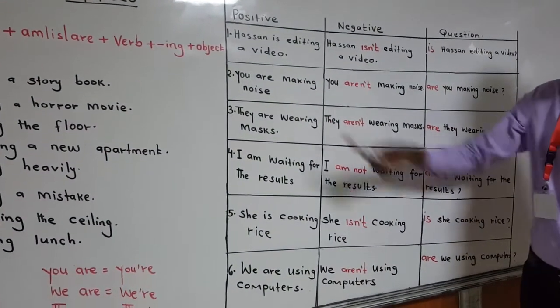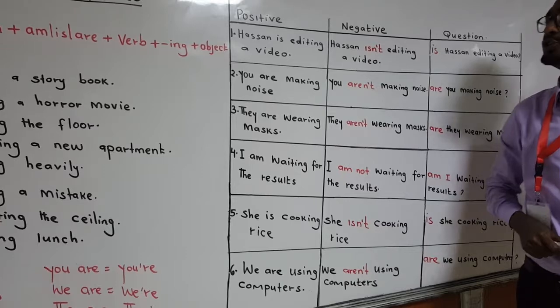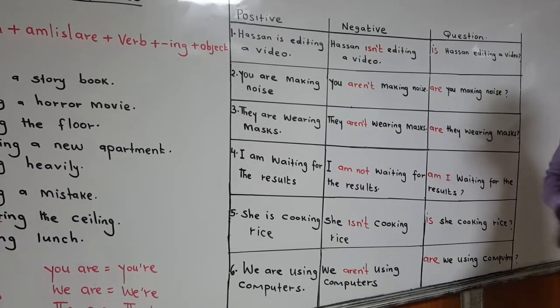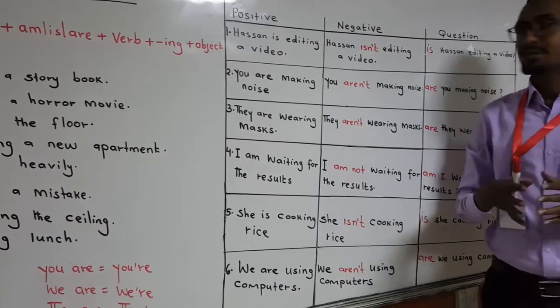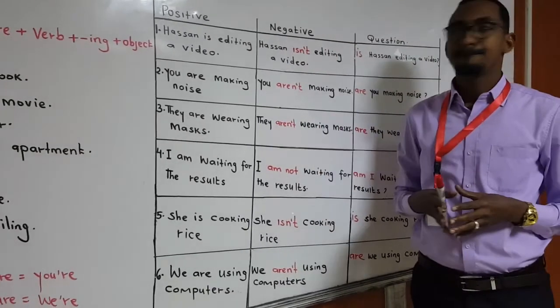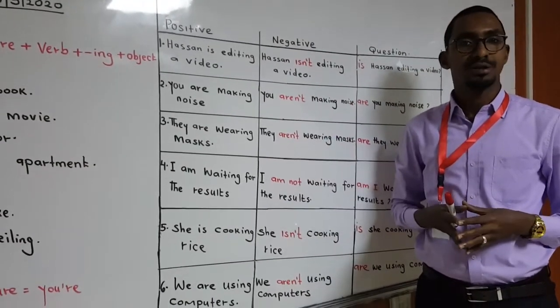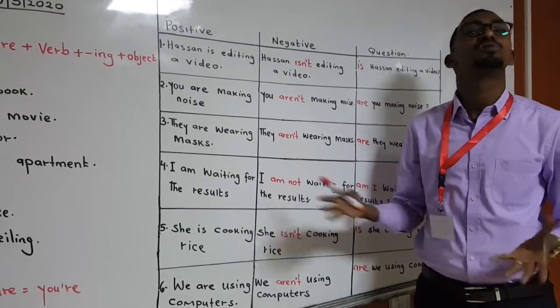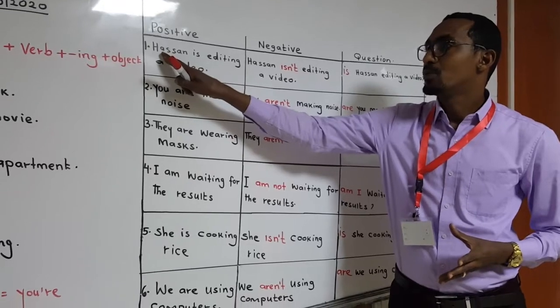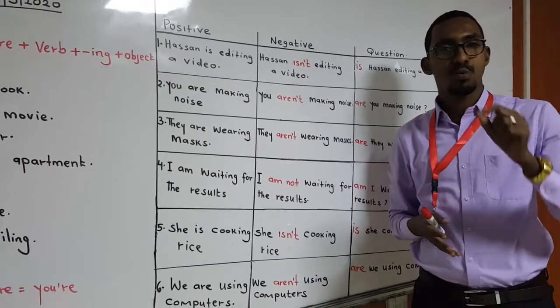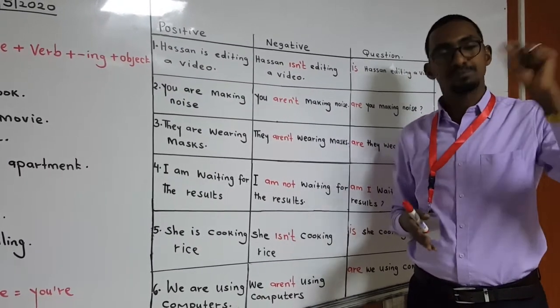And we have the present continuous positive. This time round, we are going to mix the name and the subject pronoun. We can use a noun or we can use the subject pronoun. In this case, in example one, we are using Hassan. Hassan is one noun. It's not a subject pronoun.